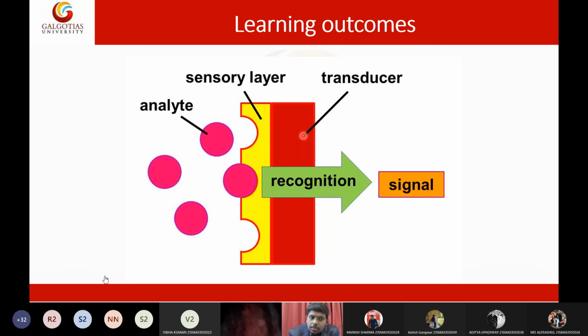I think Mubassar Islam, you have to shut down your camera. Let me shut it down. Okay. Anyway, so now where am I?